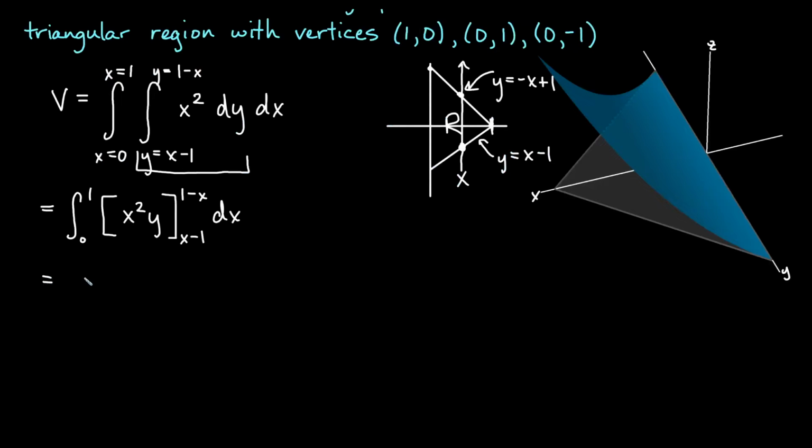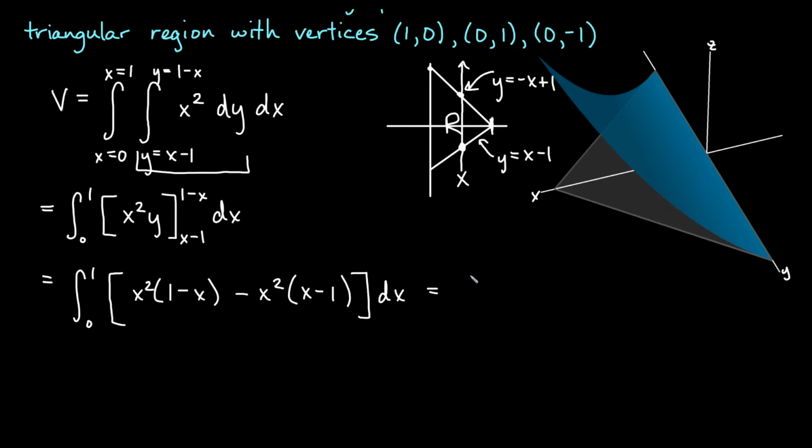Okay, so we still have our integral from 0 to 1. Let's plug in our bounds now. Remember, we're plugging in for y, so this would be x squared times 1 minus x if I plug in the top bound, minus x squared times x minus 1 if I plug in the bottom bound.